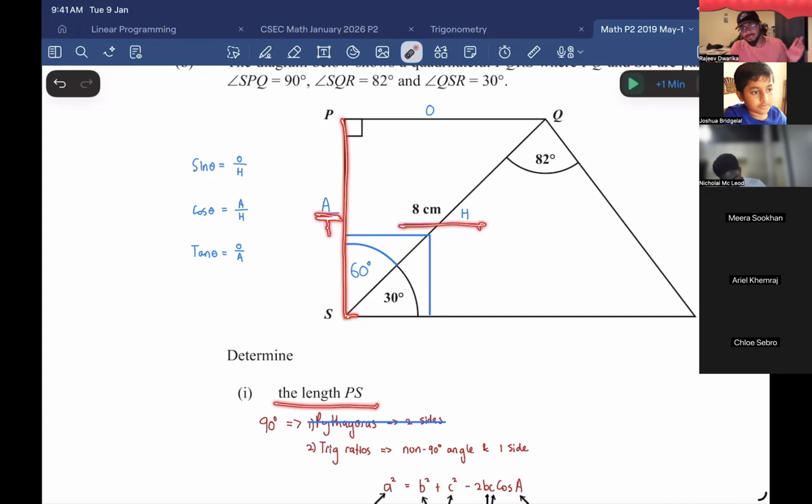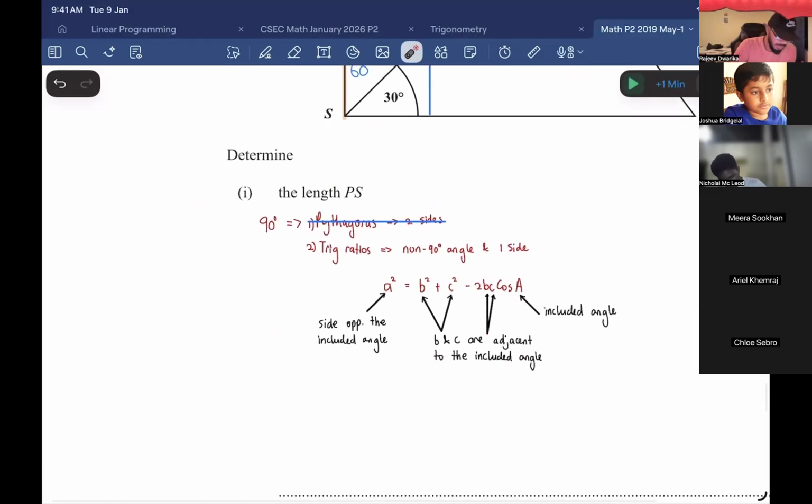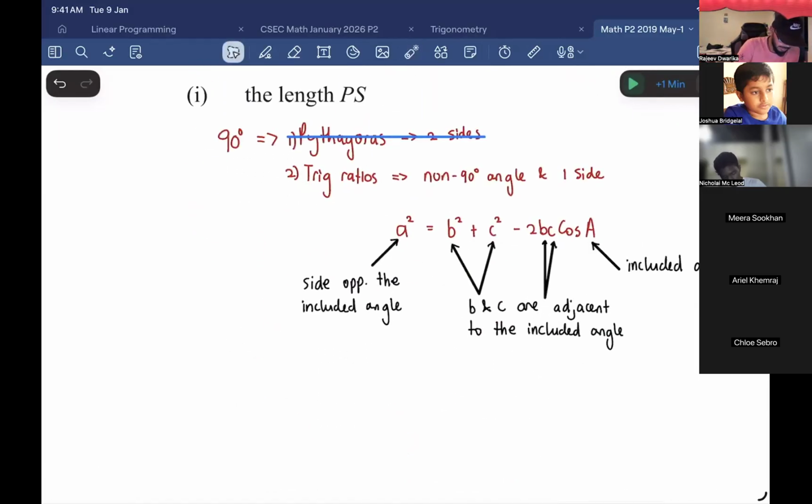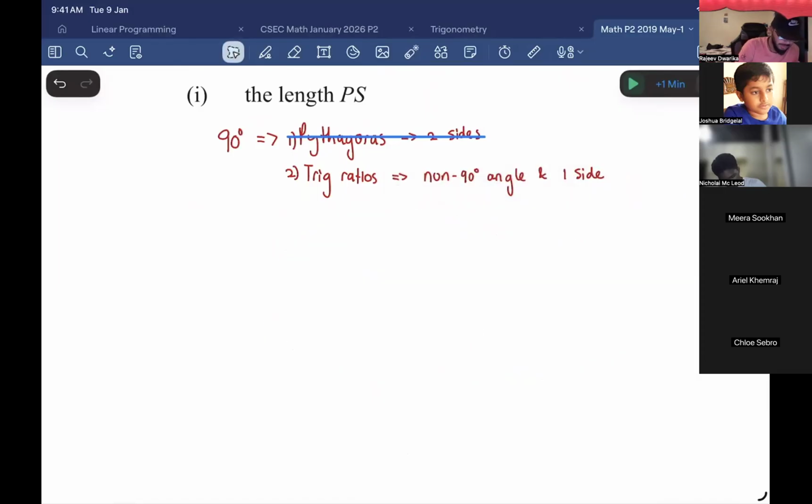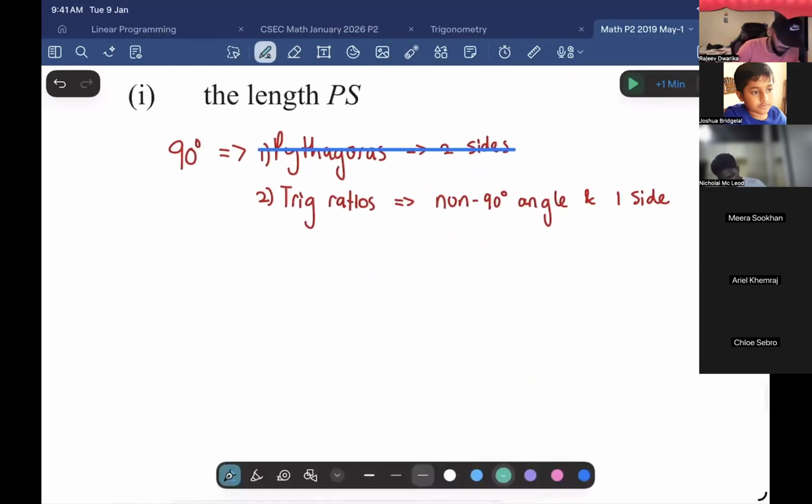So that's why you've selected two, right? So the only one that has A and H in it is cos. So I'm going to use that. So I hope you understand that. That's how you pick it. If you're doing trig ratios, you look at what you're trying to find, so you look at the unknown, and you look at what was given. So we are going to use cos theta. Cos theta is equal to A over H.